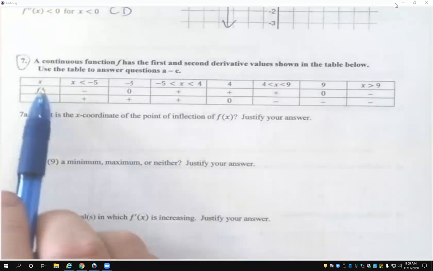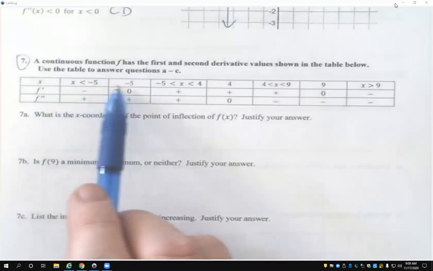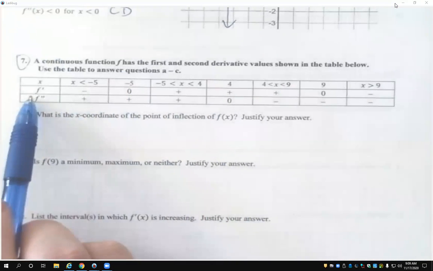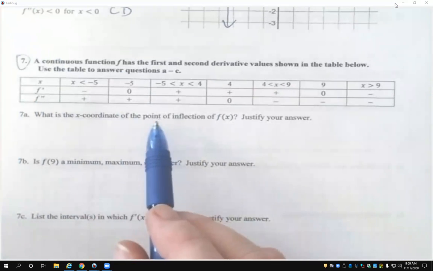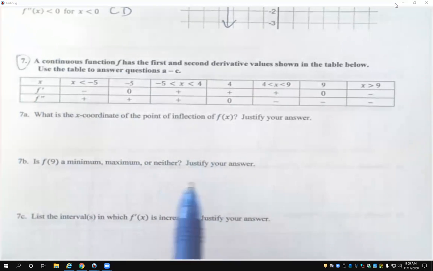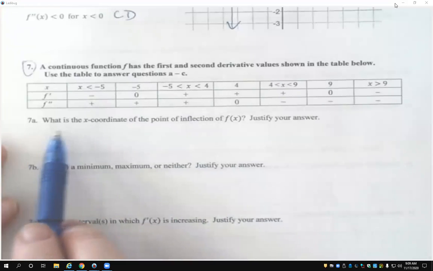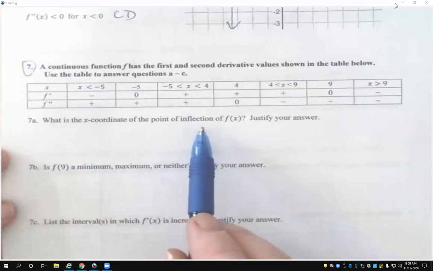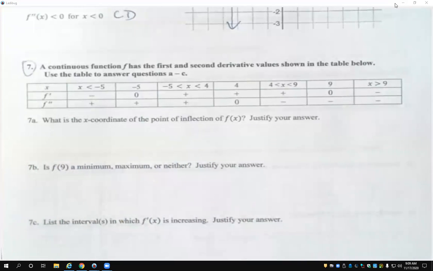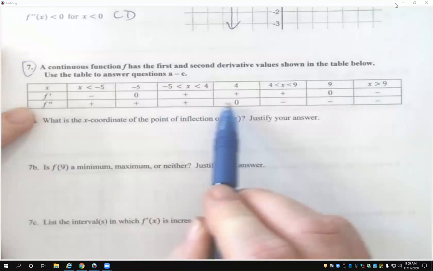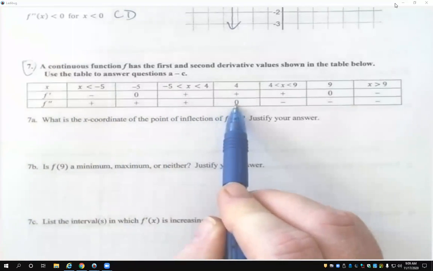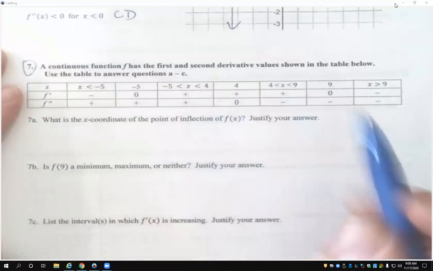In our table we have certain intervals and values of x, and then we have values at f prime and f double prime, whether they're positive and negative or 0 or undefined. Could be undefined. So 7a says, what is the x coordinate of the point of inflection? We got to think back. Points of inflection are where f double prime is 0. So I got to go find f double prime when it's 0. It's right here. The x coordinate is 4.